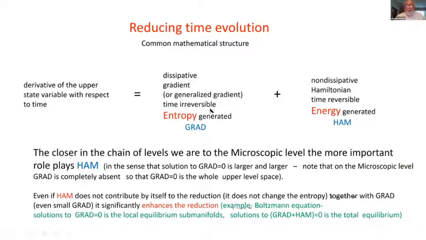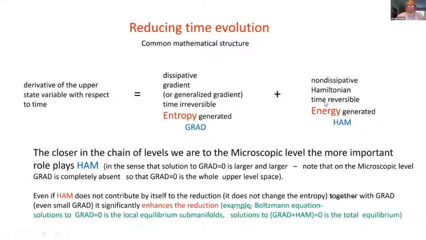Even, for example, I will say specifically for the Boltzmann equation: in the Boltzmann equation, this part is a collision operator, and if the Hamiltonian part is out, then this gradient part equals 0. The solution is the local equilibrium. It is a large space. However, the solutions to the Boltzmann equation, which also include this free flow term, reach complete equilibrium.